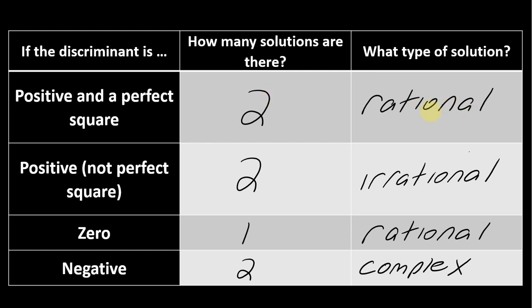And if it's positive but not a perfect square, you will still have two solutions, but they will be irrational. Rational could be a fraction or a whole number. Irrational means some sort of weird decimal, like pi or the square root of 3. If the discriminant equals 0, you only have one solution, but it will be a rational solution. And if the discriminant is a negative number, you will have two complex solutions. So that's all the discriminant really tells us. It just gives us a little information about what the solutions are going to be.